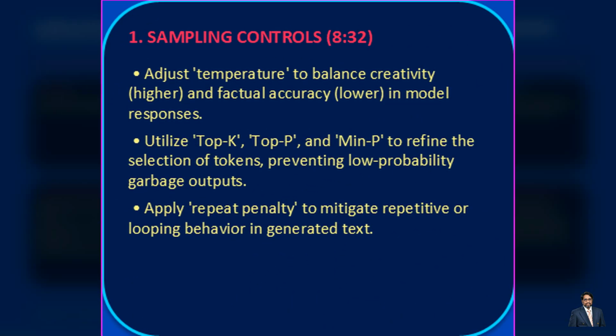Pillar 1. Sampling controls. Adjust temperature to balance creativity (higher) and factual accuracy (lower) in model responses. Utilize top K, top P, and min P to refine the selection of tokens, preventing low probability garbage outputs. Apply repeat penalty to mitigate repetitive or looping behavior in generated text.